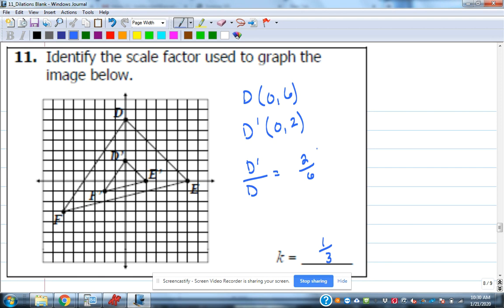If you have an image and pre-image that's on the origin, you definitely can't use that ordered pair. Just got to make sure you got one that's got some stuff on there. That same ratio exists for F and F prime or E and E prime. Doesn't matter which ordered pair you pick. Just pick one you think's the easiest and go from there. So really easy stuff today. Nothing major.